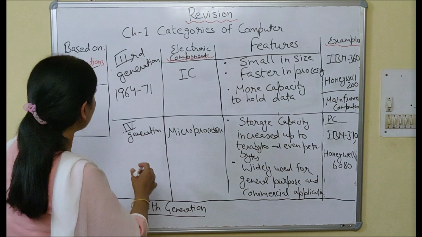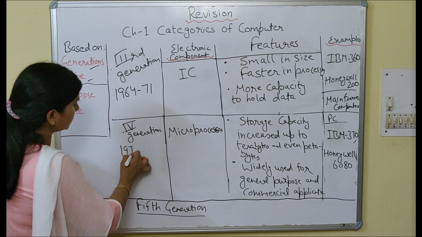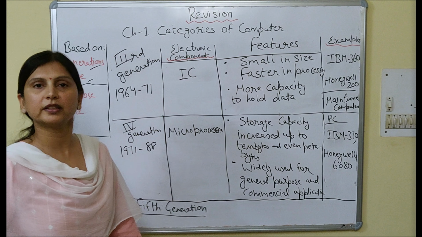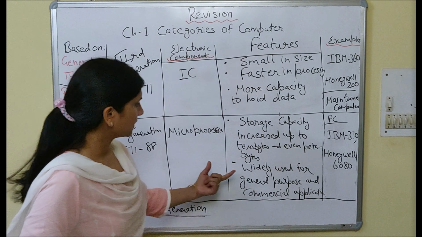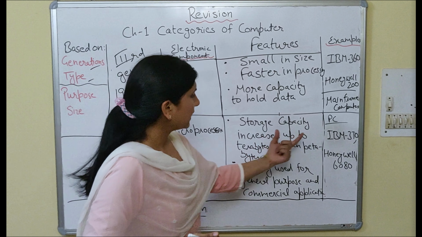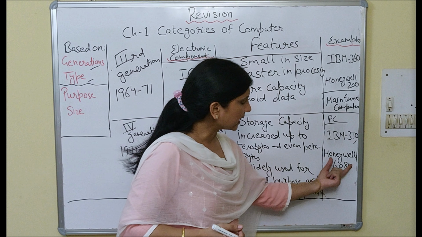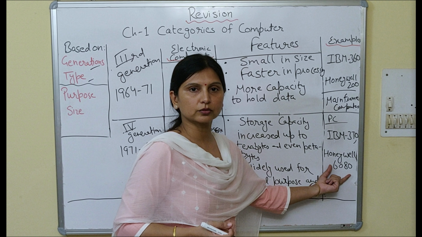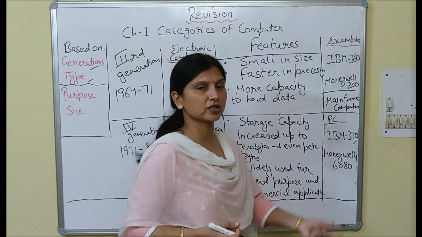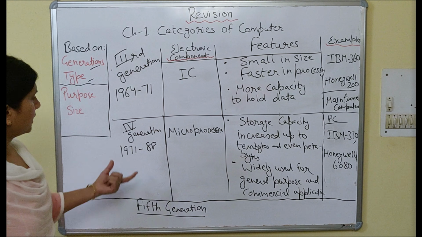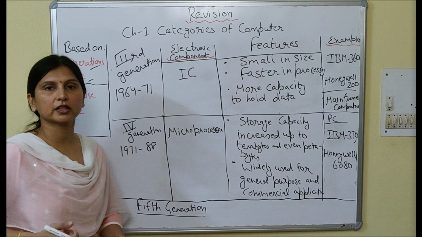The fourth generation computer duration was 1971 to 1988. The examples were IBM 370 and Honeywell 6080. The computers of this generation we call personal computers. Now, fifth generation computers.